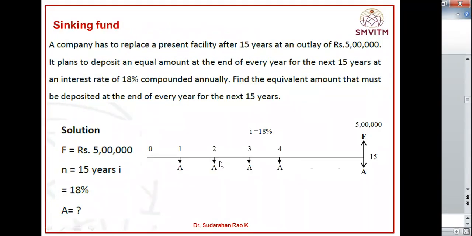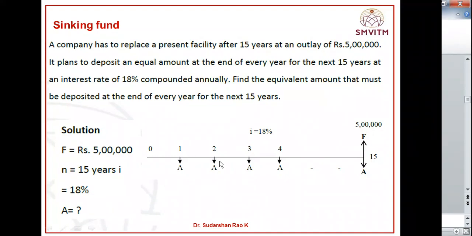Sinking fund is nothing but, when the future value is given, you can calculate the annual equal amount A. For example, a company has to replace a present facility after 15 years at an outlay of 5 lakh rupees. That is, at the end of the 15th year they need 5 lakh rupees.